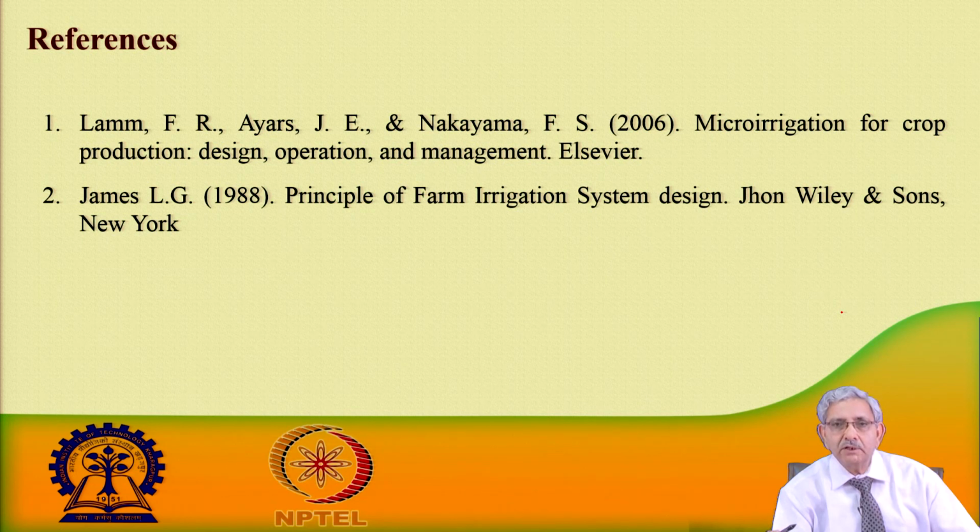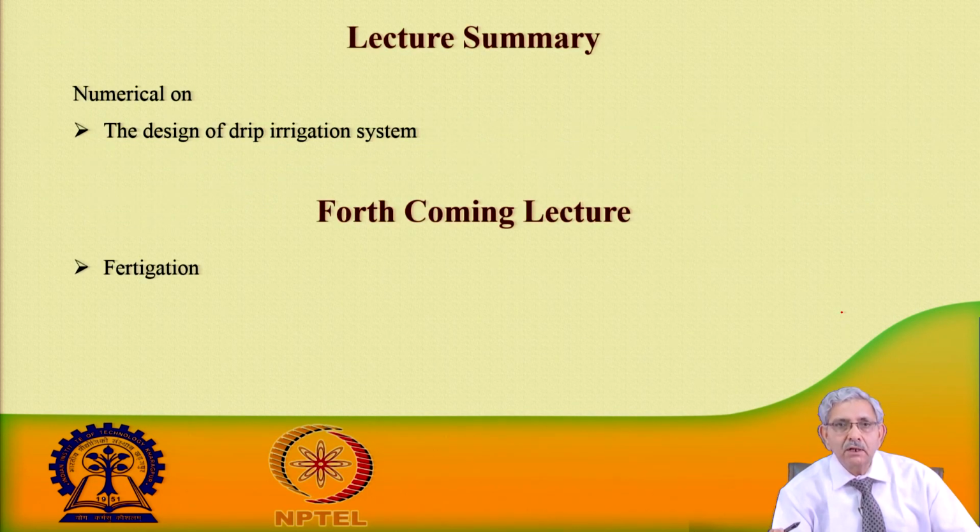Similar other problems you can work out by referring to the books given in the references. So, let us summarize this particular lecture. We worked out the design of a drip irrigation system by taking one numerical example like this. This is a wide spacing crop, and a similar kind of problem can be worked out for closely growing horticultural crops like vegetable crops, where the spacing is less.